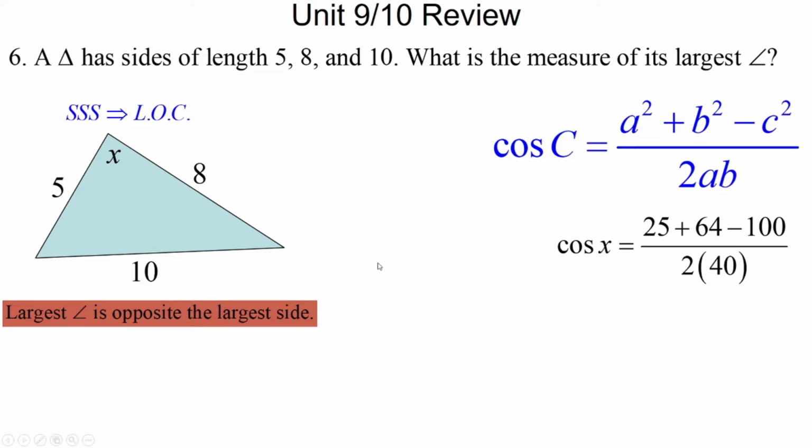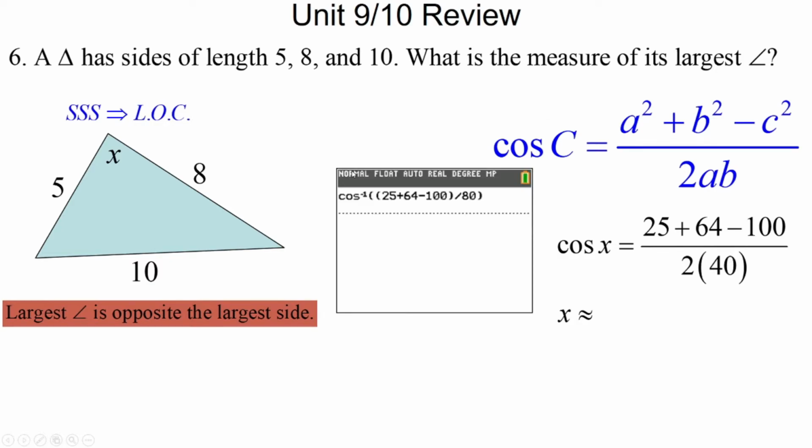All right, so let's go. X is approximately, and again, you could just take inverse cosine of this entire thing right here. Or you could simplify a little bit. So I went inverse cosine, and I just wrote it the way I saw it. And make sure that you have parentheses around your numerator. 25 plus 64 minus 100, and then divide by the, and I would not go 2 times 40, I would do the 80 right there.